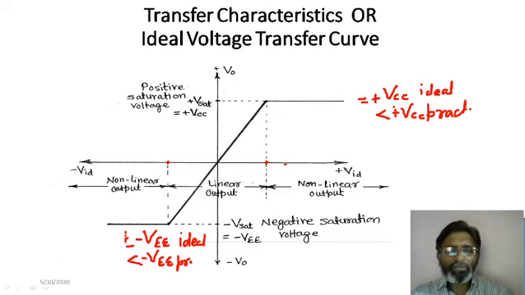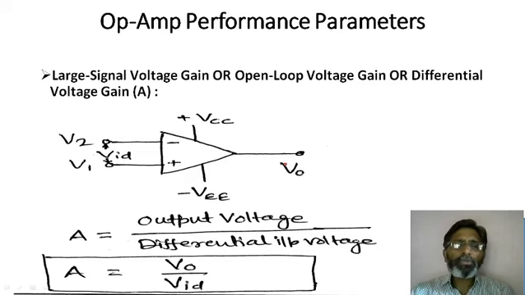So this is about the transfer characteristics. Now next we will see the very important point, that is which are the performance parameters of the op amp. Like every system, it has certain performance parameters, or we can say characteristics. So what are the important characteristics of op amp?